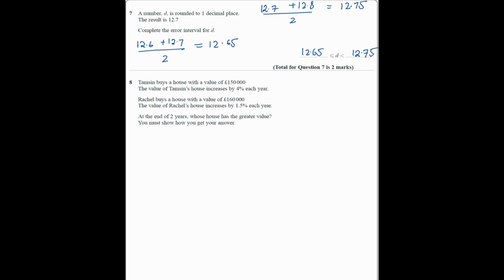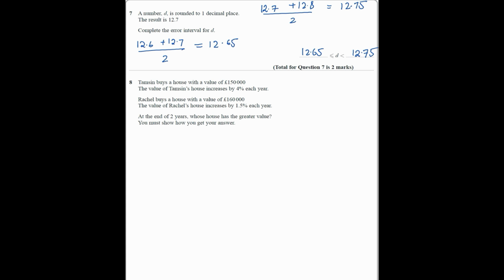That's our final answer. Now, the key concept explanation is that when rounding to one decimal place, the number can be up to 0.05 away from the rounded value. The error interval spans from the midpoint below the rounded value to just below the midpoint above it. Okay, let's move to question number 8.